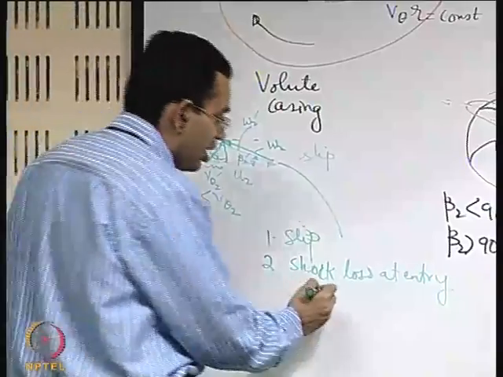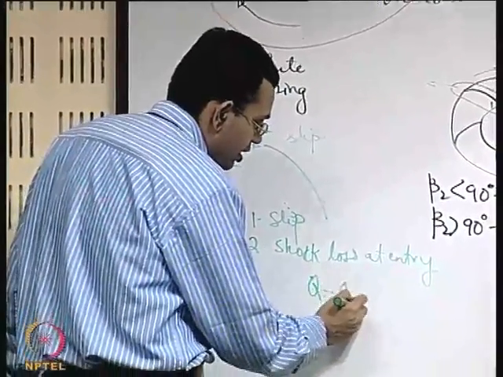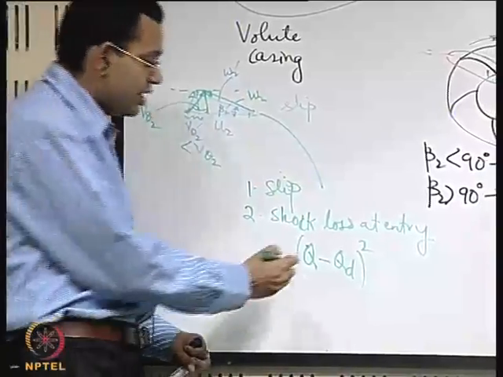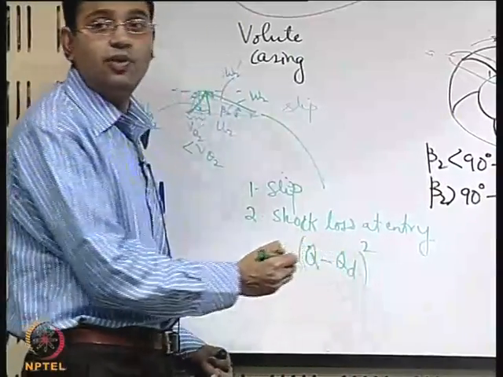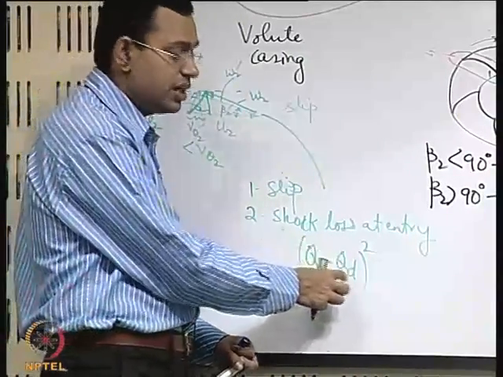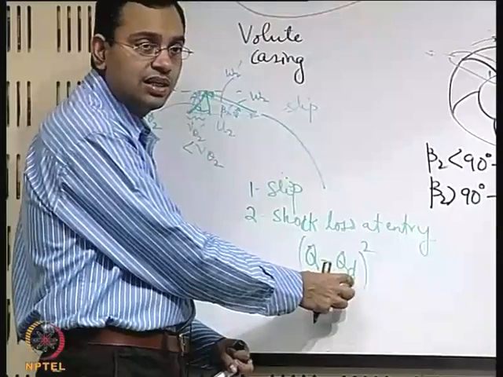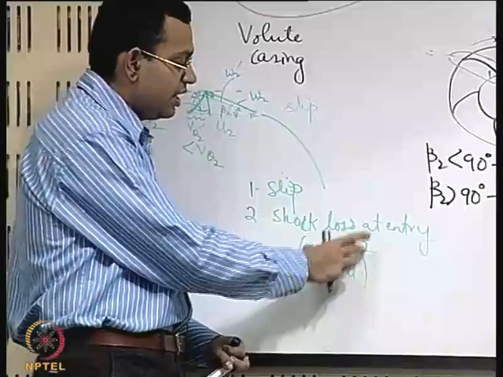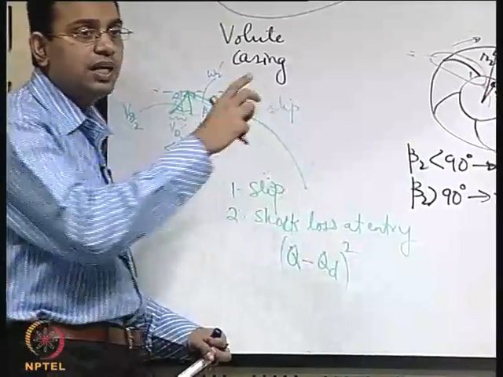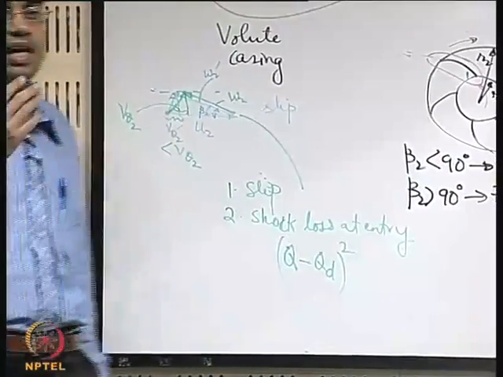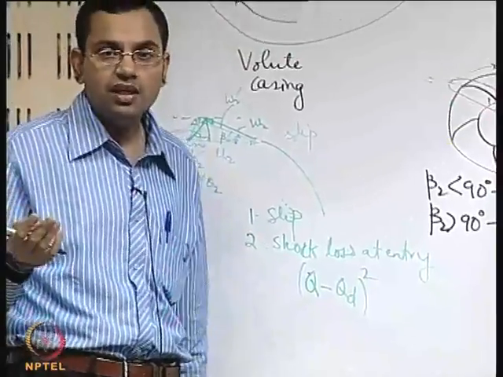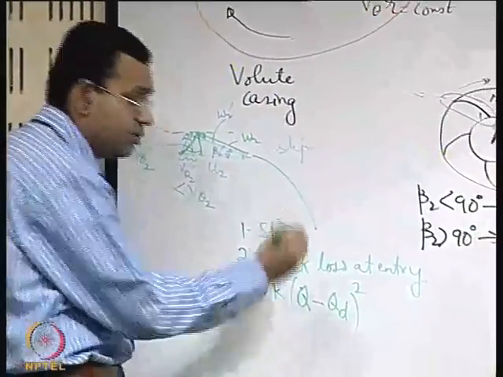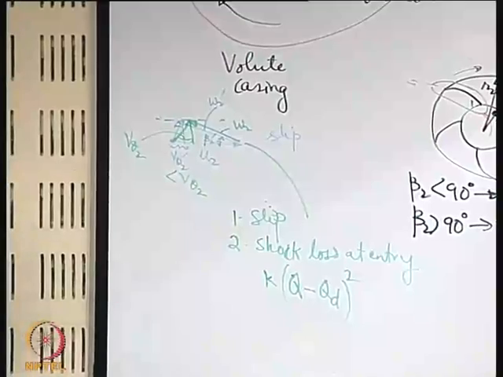So usually the shock loss is empirically related to the square of the flow rate. Here Q is the actual flow rate, Qd is the design flow rate. If there is a deviation of the actual flow rate from the design flow rate, there may be a shock loss at the entry. Why is it considered a square of these? Because typically the losses are characterized as a fraction of the kinetic energy of the fluid, which is of V squared form. So this is some constant into this. That is one of the losses.